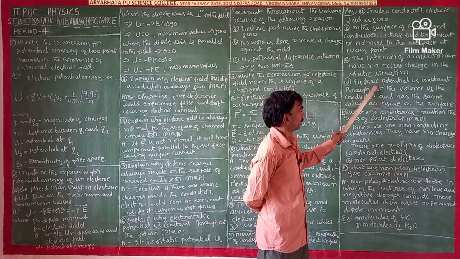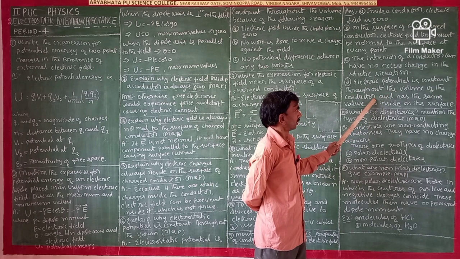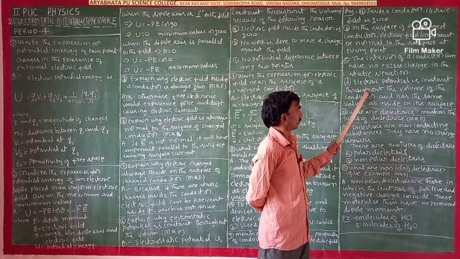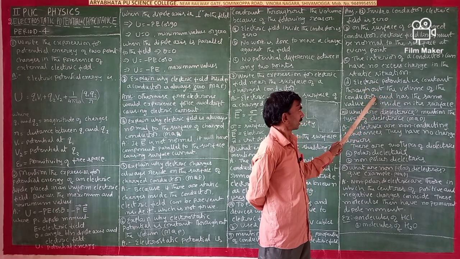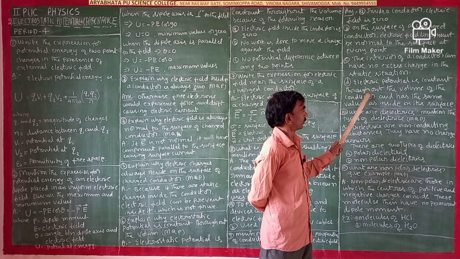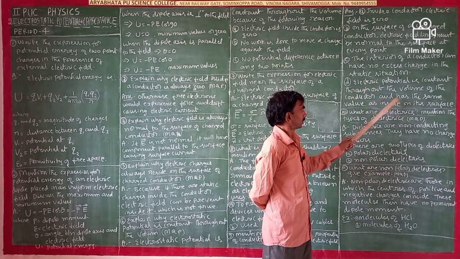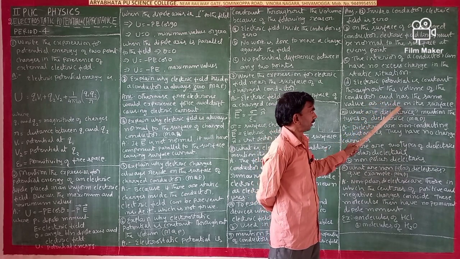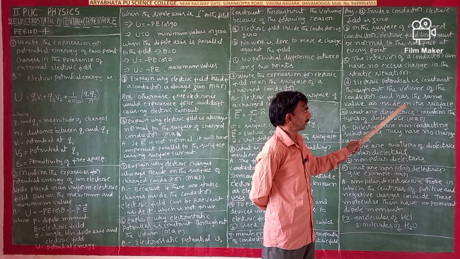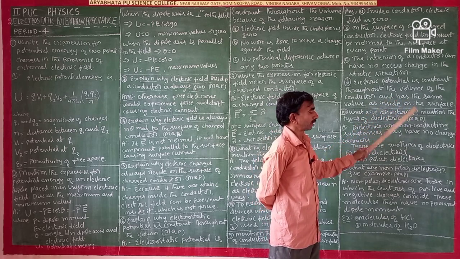Next, electric potential is constant throughout the volume of the conductor and has the same value as inside on its surface.